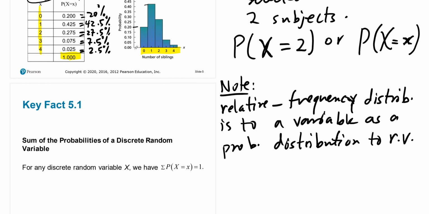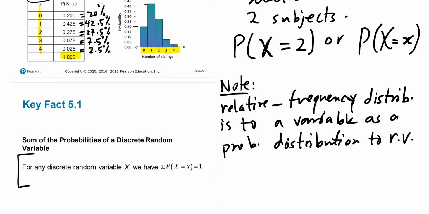So another note that we have ready is that for any discrete random variable x, we always have the sum of all the probabilities. They have to add up to 1, as happened in that table, and it must add up to 1 all the time.